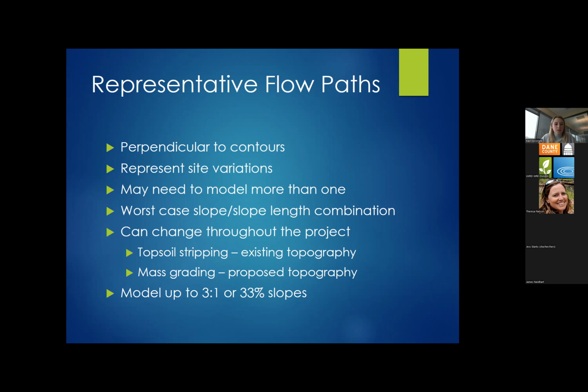And then the last thing here is we want you to model slopes that are 3-to-1 or 33%. The DNR guidance spreadsheet says only to go up to 20%, but we would like to see those slopes that are a little bit steeper. After 33%, the spreadsheet breaks down and you really don't get much time to keep that slope open.